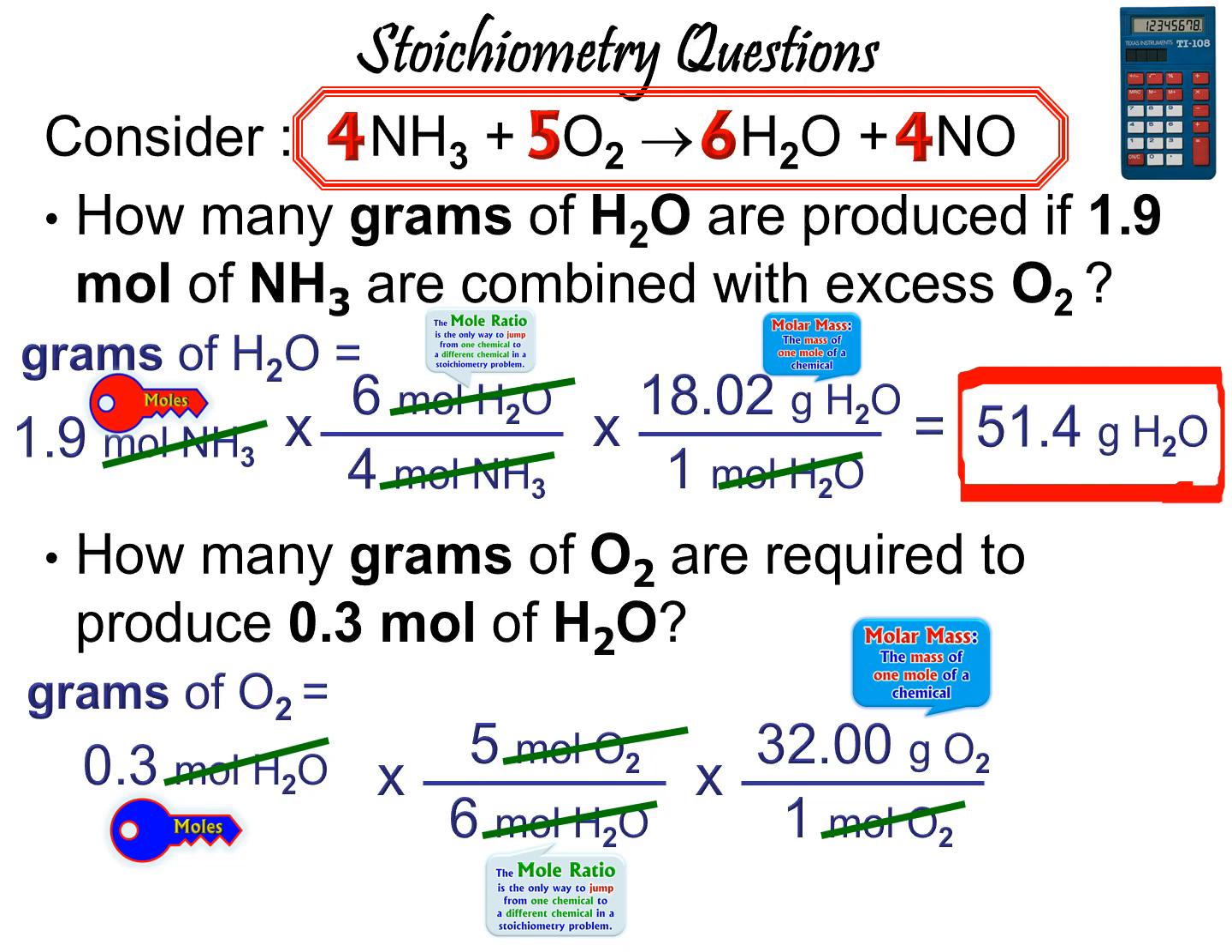I take the 0.3 times 5 divided by 6 times 32.00 divided by 1, and I get my answer. My answer is 8.0 grams of oxygen. Now notice I didn't really have to divide by 1. If there's ever a 1 that you're multiplying or dividing by, I would recommend skipping it, because if you multiply by 1 or divide by 1, you will get the same number you had before.